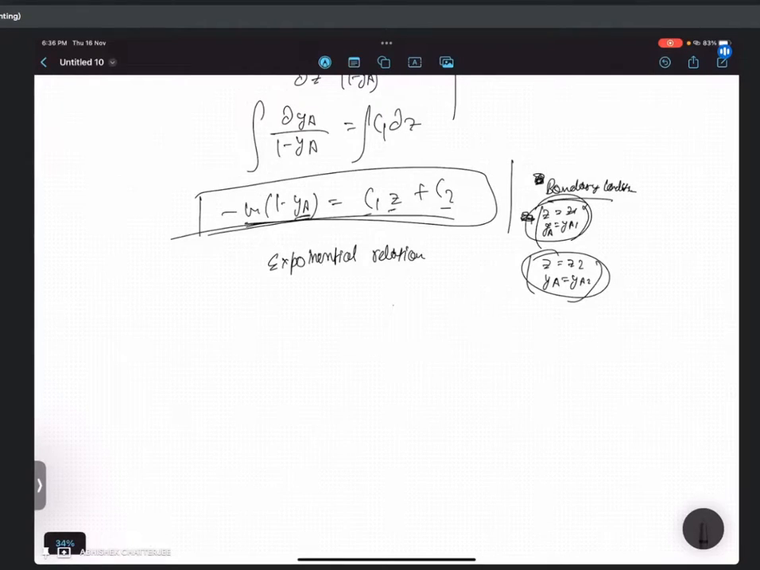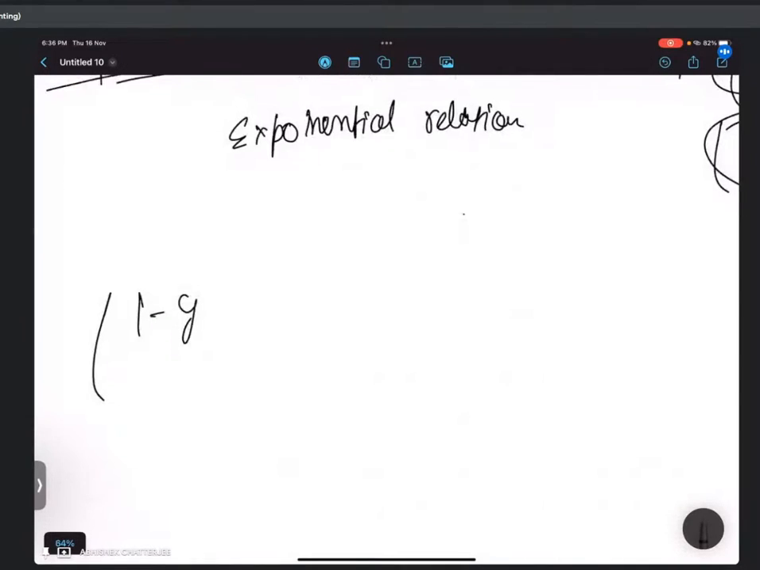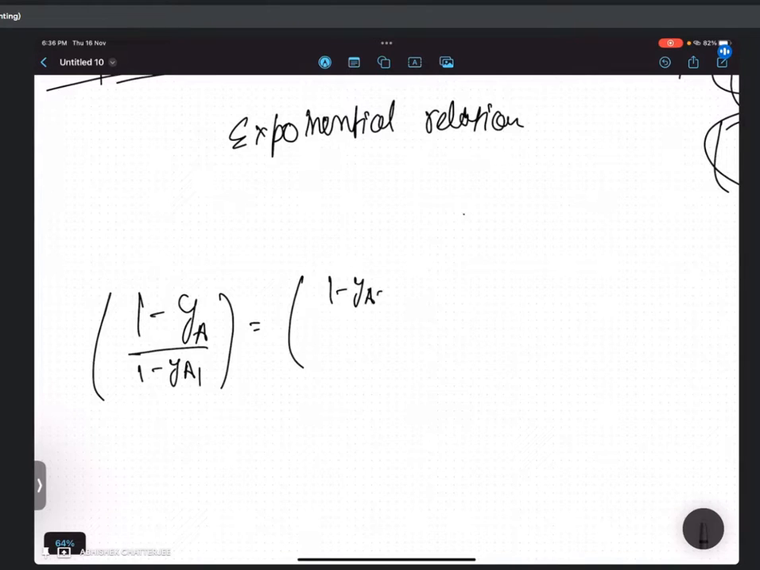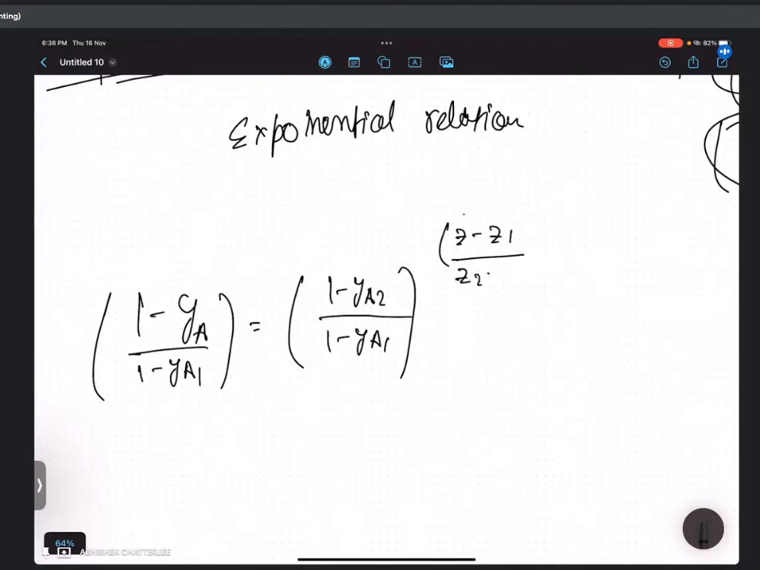You will get (1 − ya)/(1 − ya1) equals ((1 − ya2)/(1 − ya1)) to the power (z − z1)/(z2 − z1). Something like this you will be getting. So this is the concentration profile.